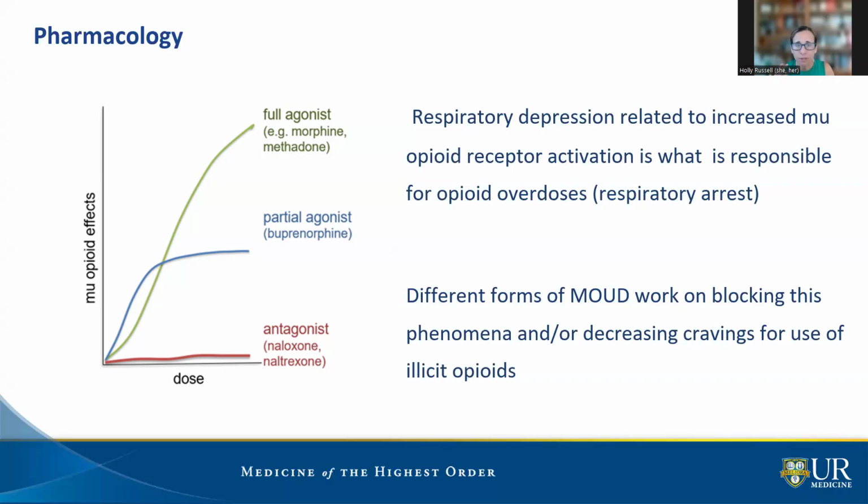And this respiratory depression effect related to increased mu opioid receptor activation is what is responsible for opioid overdoses. It results in a respiratory arrest. Different forms of medication for opioid use disorder work on blocking this phenomenon and also decreasing cravings for use. So as you can see here, buprenorphine is a partial agonist, and we're going to talk about that more in detail. And there are two different antagonists, naloxone and naltrexone.